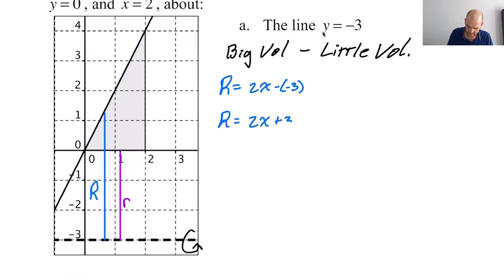Top take away bottom. To get the little radius, I take whatever y value I get here, which is just 0, and then I subtract whatever I get here, which is -3. So that's going to be top take away bottom again, and in this case, it's going to be 0 minus -3. So little r is just 3.